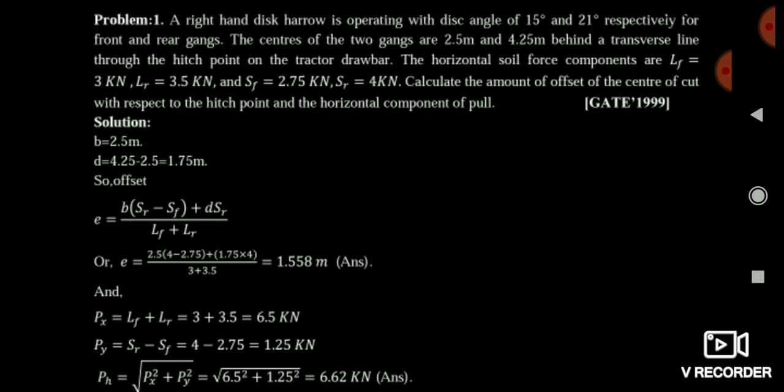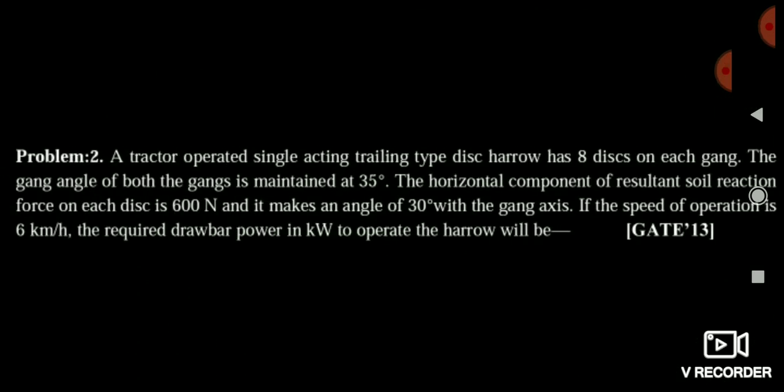Now friends, the next thing it is asking is to calculate the horizontal component of pull. So friends, for calculating the pull, you should calculate both the vertical forces and horizontal forces. And friends, Px is equal to LR plus LF and Py is equal to SR minus SF. I have shown you in the previous slide regarding the forces acting. So you should do this and root under Px square plus Py square, you can get the 6.62 kilonewton.